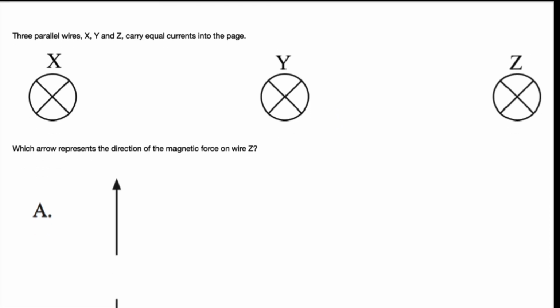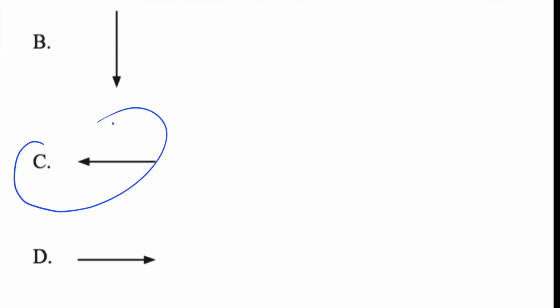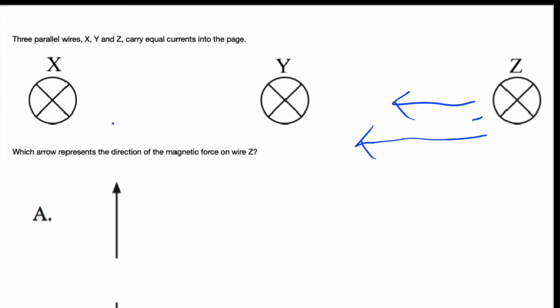Three parallel wires X, Y, and Z carry equal current into the page. Which arrow represents the direction of magnetic force on wire Z? Because they all point into the page, the currents have the same direction, meaning attractive forces will be generated. So Z will receive two left forces by X and Y. So the answer will be C. Another way of thinking about this is by using the right-hand rule. The current is pointing into the page, the magnetic field will point downward, so left forces will be generated.